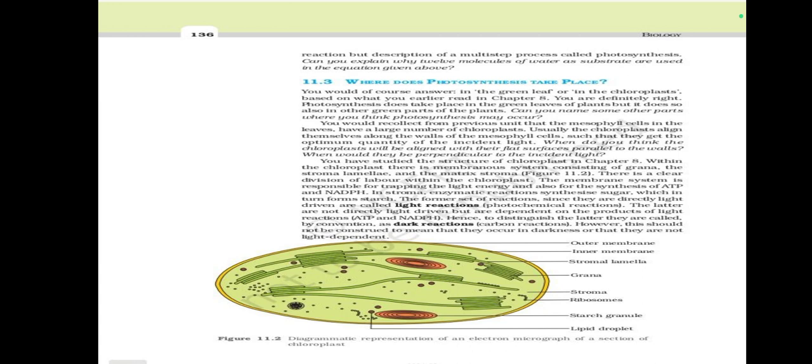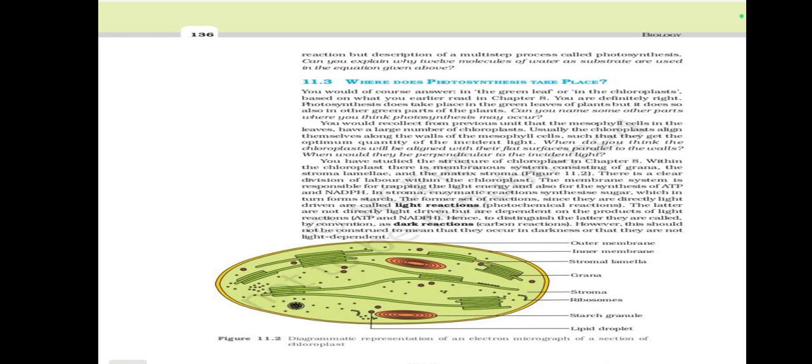There is a clear division of labor within the chloroplast. The membrane system is responsible for trapping the light energy and also for the synthesis of ATP and NADPH. The former set of reactions, since they are directly light driven, are called light reactions, or photochemical reactions. The latter are not directly light driven but are dependent on the products of light reactions, ATP and NADPH.